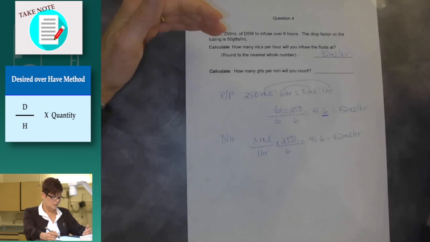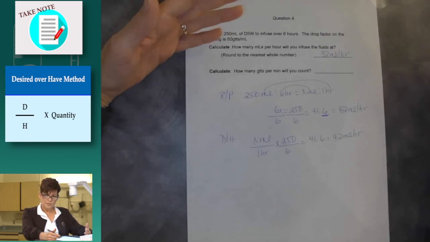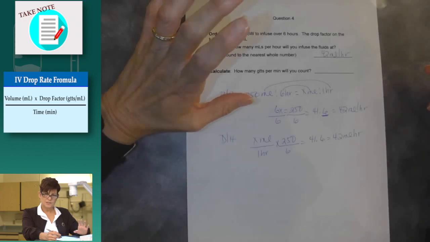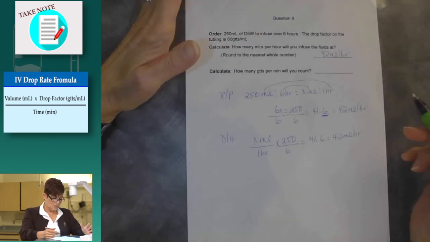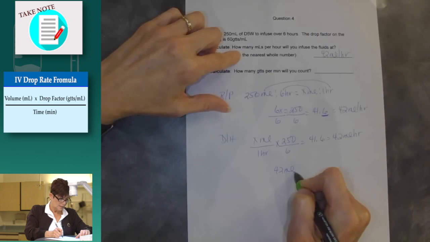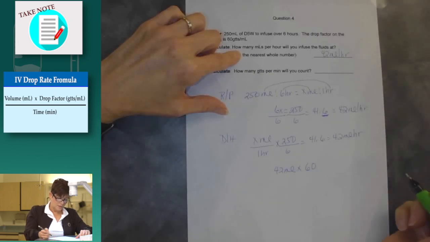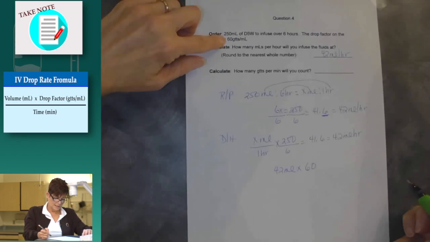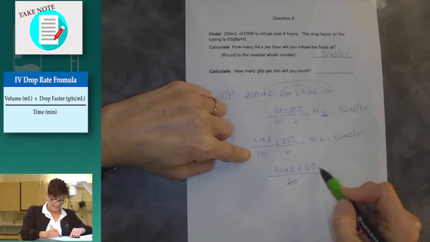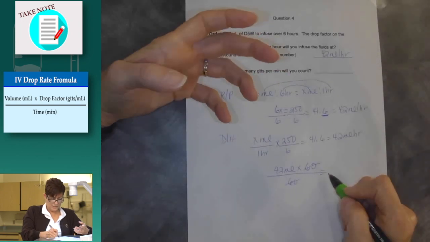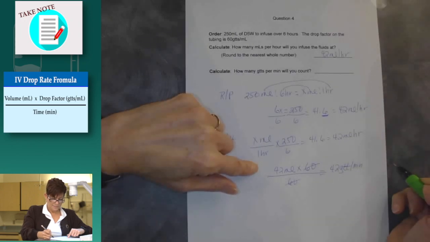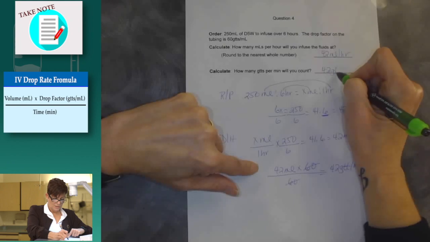Now we need to calculate how many drops per minute. We need to remember the formula that we use for drops per minute is the amount of the solution times the drop factor over the time in minutes. So let's calculate this. Right now we have 42 mLs times our drop factor of 60, because that's what the question is asking. And it's going to be over 1 hour, which is 60 minutes. So we can cancel this because it's exactly as 1. So our answer is 42 drops per minute. That would be the answer to this question.